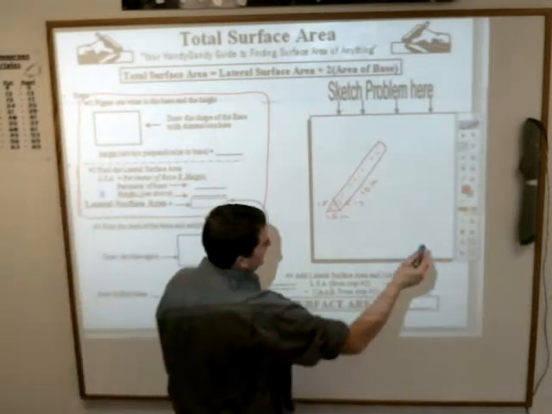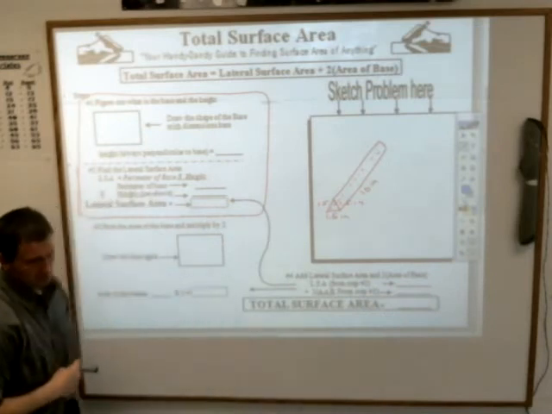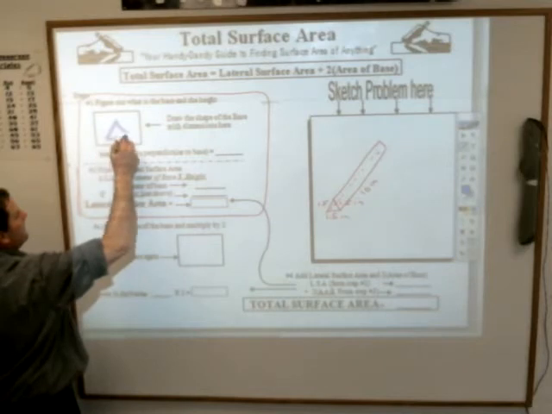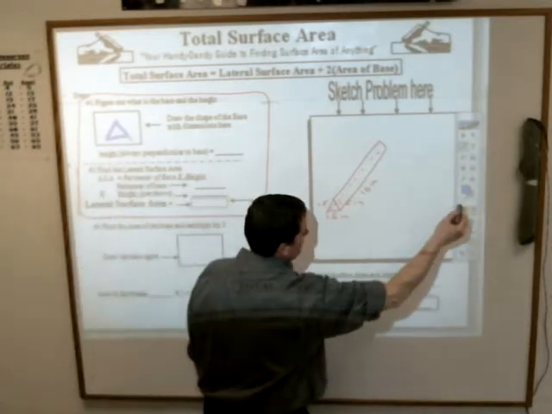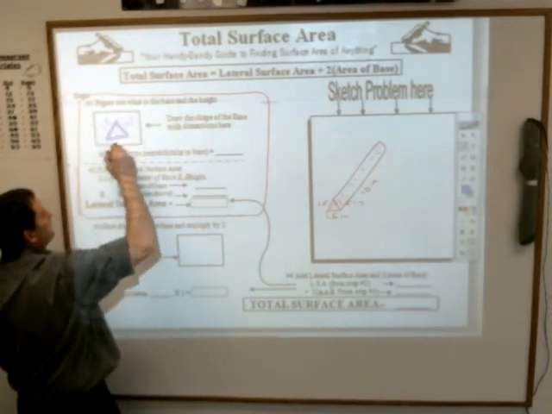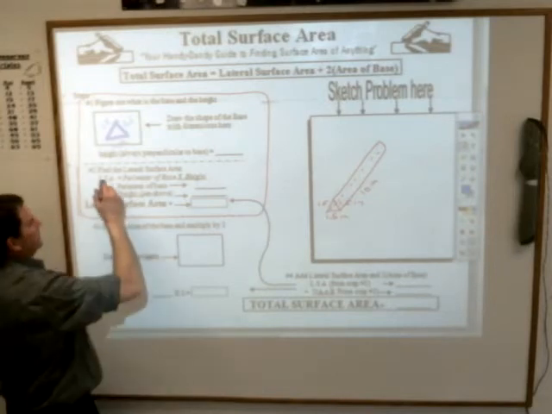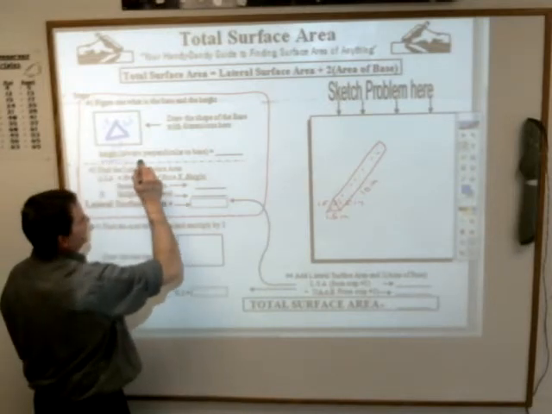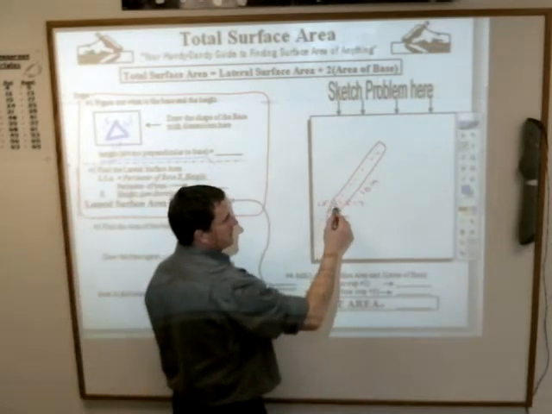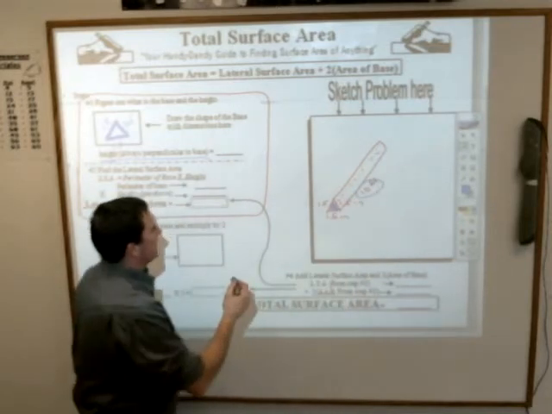So the first box over here says draw the shape of the base. What is the base? It is a triangle. So you draw your triangle and put the dimensions on there. It is 1.5 all the way around. And then it asks for what is the height that is perpendicular to the base. If it's sitting on its triangle, it is 10 inches high. So this is 10.